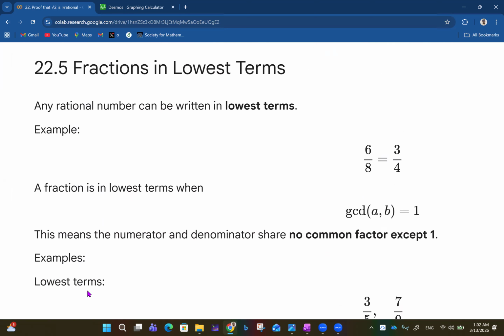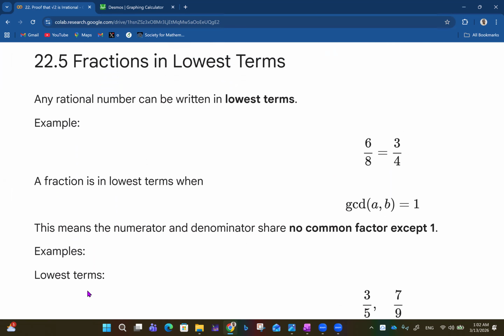Fraction in lowest terms is another idea we need. We are going to prove that square root of 2 is irrational, but we're laying the background for it. All the assumptions we need to make, we are trying to establish them. Any rational number can be written in lowest terms, like 6 over 8 is 3 over 4. Like the other time I talked about 0.25 being 25 over 100, and if you divide by 5, you get 5 over 20. If you go further and divide by 5 again, you have 1 over 4. So in lowest terms, 25 over 100 is 1 over 4.